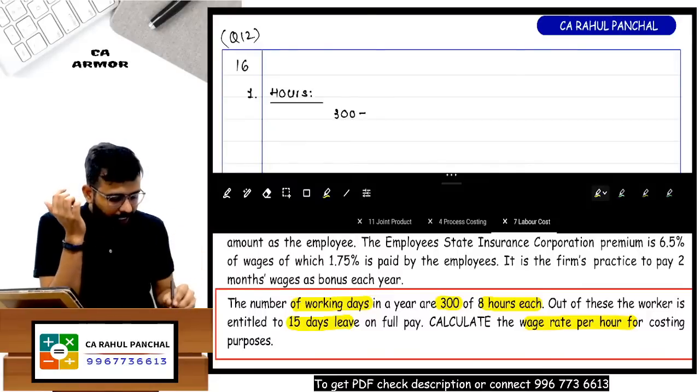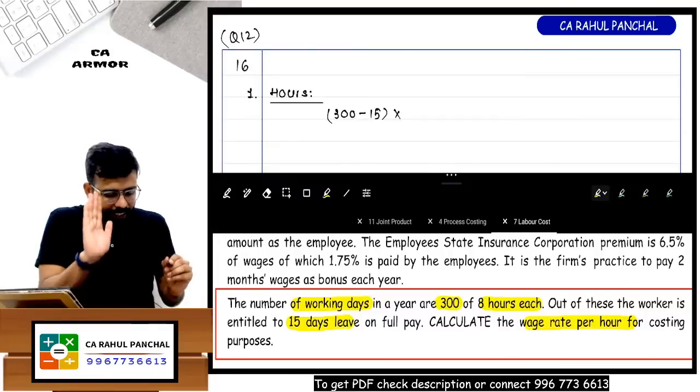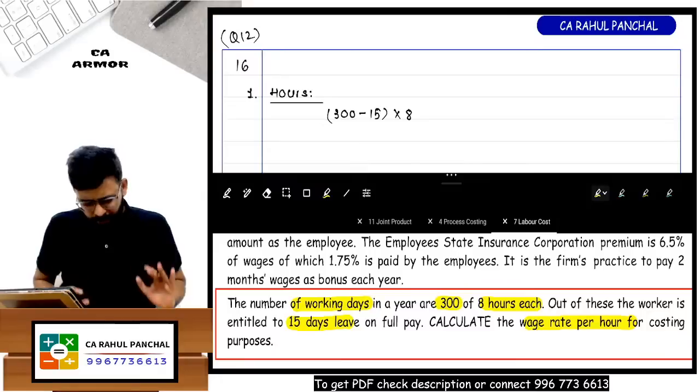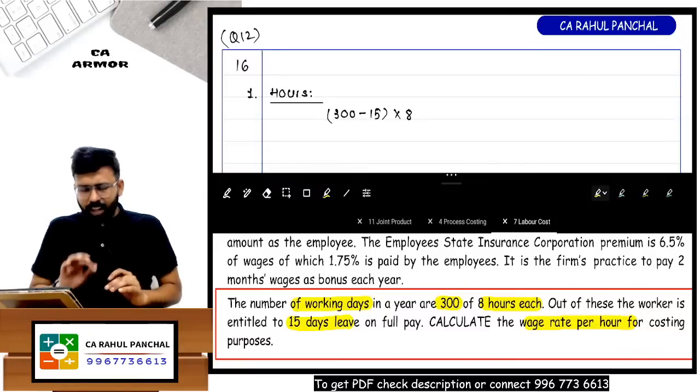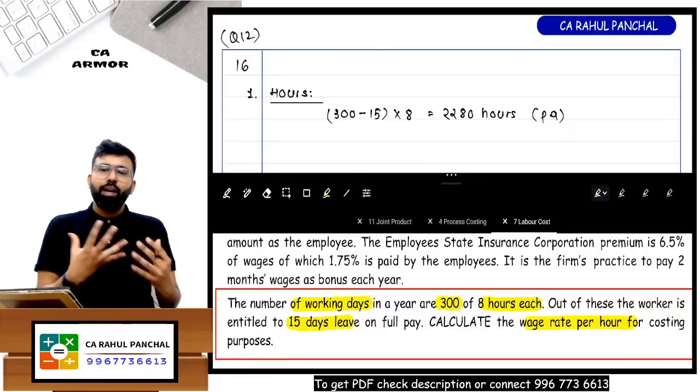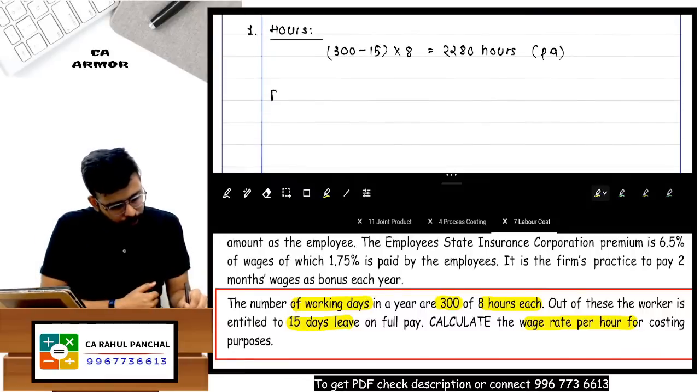Sir, out of 300 days, worker will take leave for 15 days. Understood, sir. And after taking leave, every day he will work for 8 hours. So out of 300 days, he will take leave for 15 days. Whatever days he will come for, every day he will work for 8 hours. It means he is going to work for 2280 hours in 1 year, which is per annum. Now I would like to know rate per hour. So let us calculate rate per hour now.